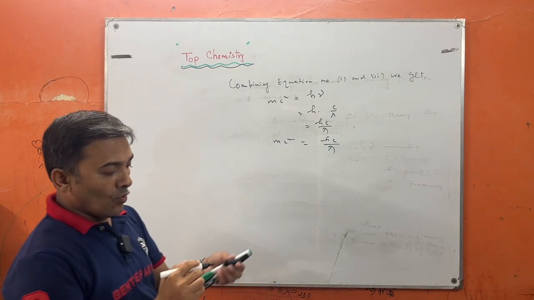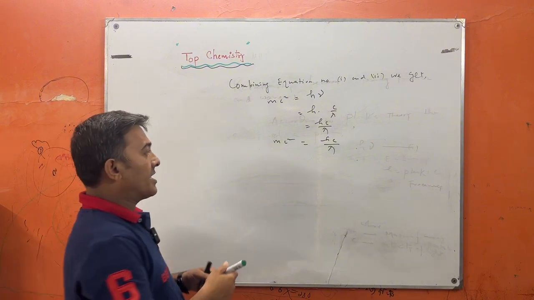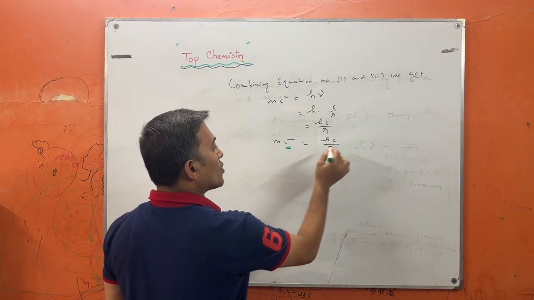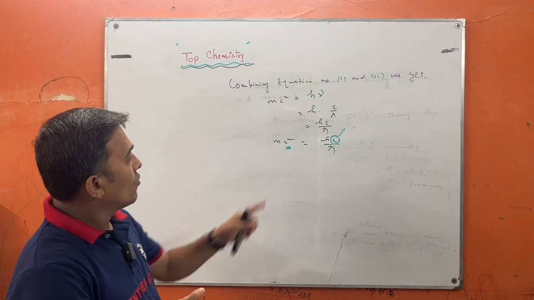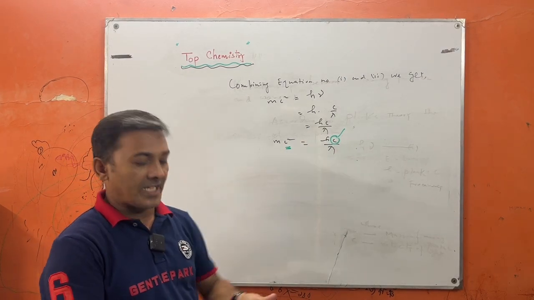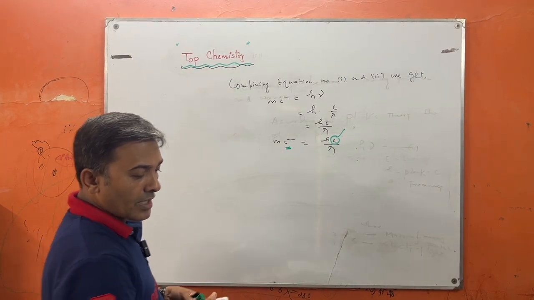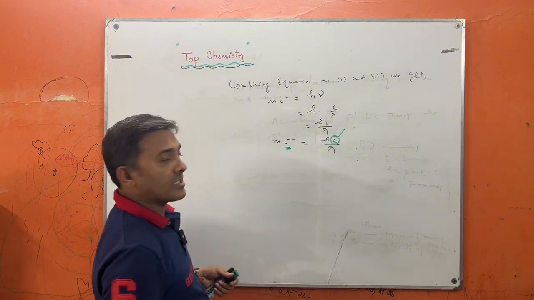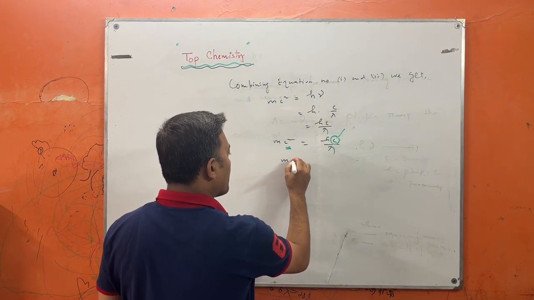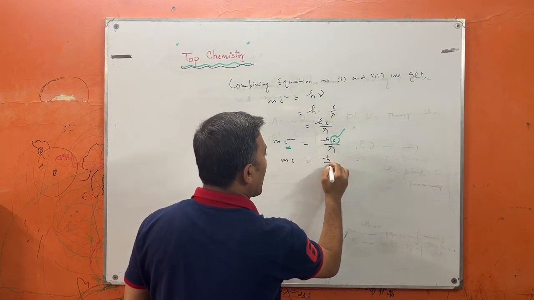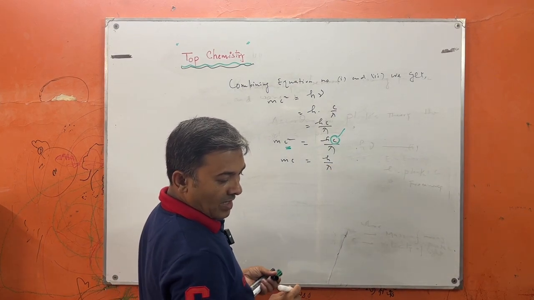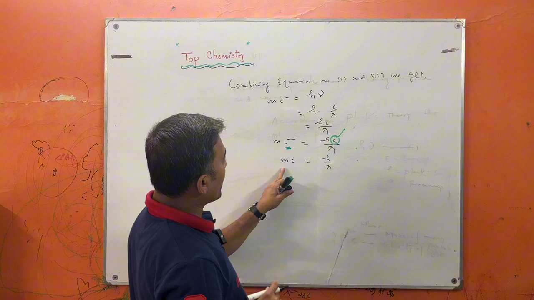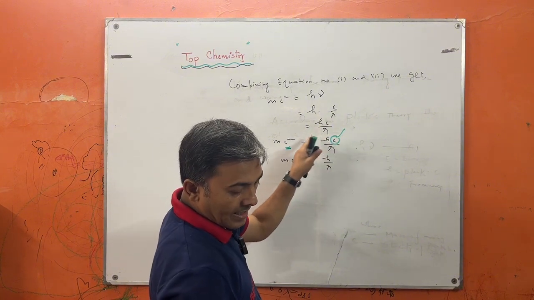We have seen that on the left side there is c, and on the right side also c. Dividing both sides by c, what can we write? We can write mc equal to h by lambda.